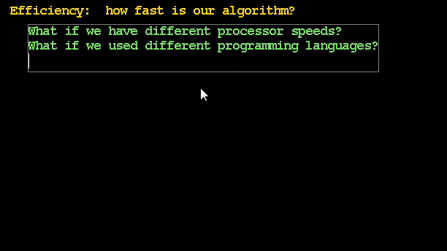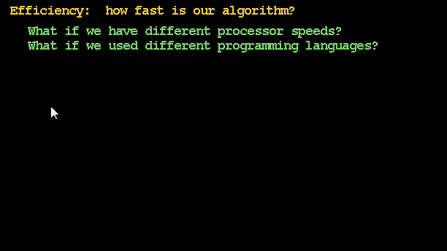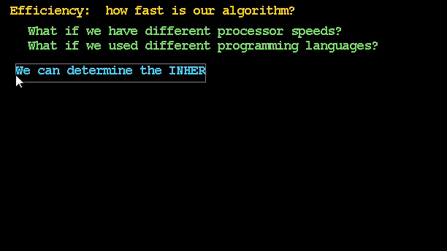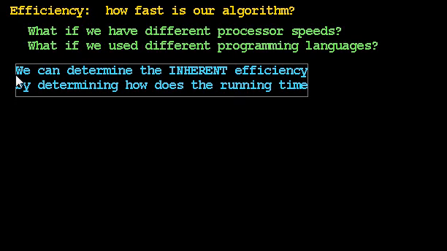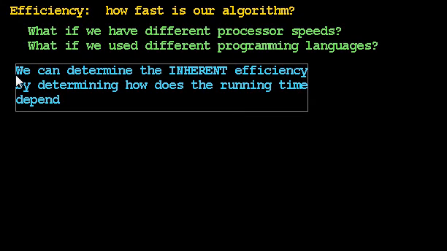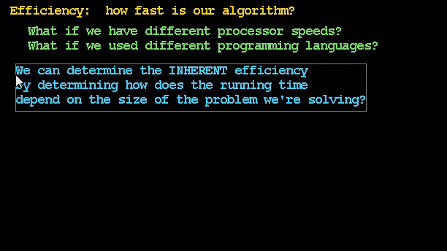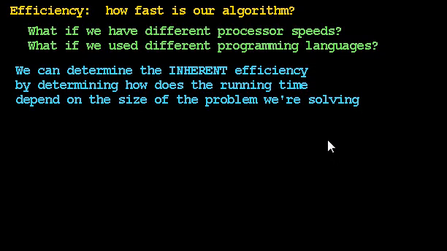So there are many different complications, and it turns out there's a really elegant solution to this problem, which is that we can determine the inherent efficiency of an algorithm by determining how the running time, the time for that algorithm to run, depends on the size of the problem we're solving. How does the running time depend on the size of the problem we're solving? And we're going to see lots and lots of examples of that starting now.